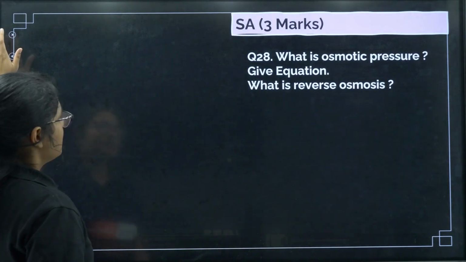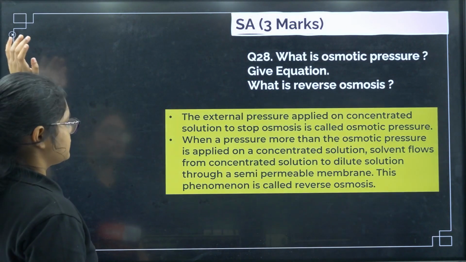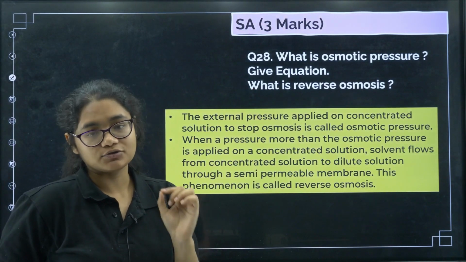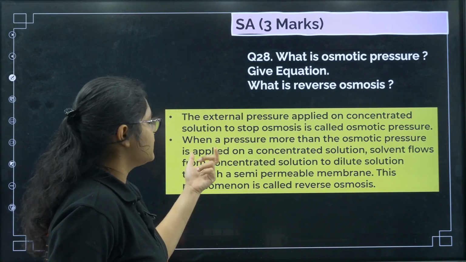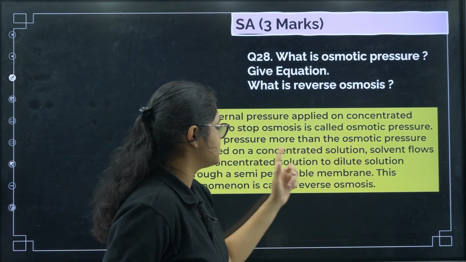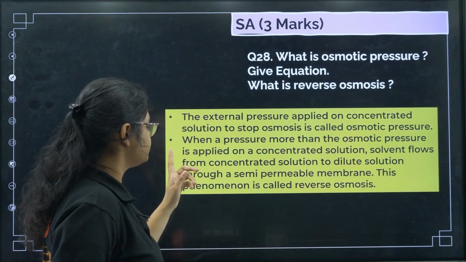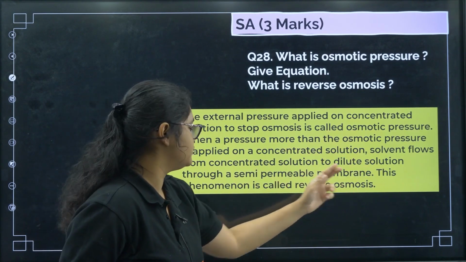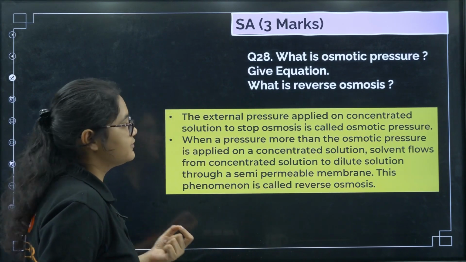Okay. Next, what is osmotic pressure? Give the equation. And what is reverse osmosis? So, the external pressure that is required exactly to stop osmosis is called osmotic pressure. Okay, and when a pressure more than the osmotic pressure is applied on a concentrated solution, solvent flows from the concentrated solution to the dilute solution through a semi-permeable membrane, and this is called reverse osmosis.